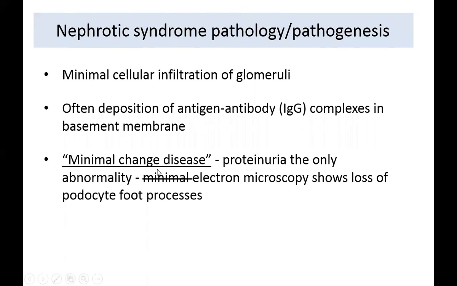There is something that is called minimal change disease, and this is part of nephrotic syndrome. Proteinuria is really the only abnormality. I don't know where the minimal came in. If you look, there are structural changes to the podocytes and the foot processes. But really, that's the only characteristic that's seen in this, and you just get heavy protein filtration because of this structural change.